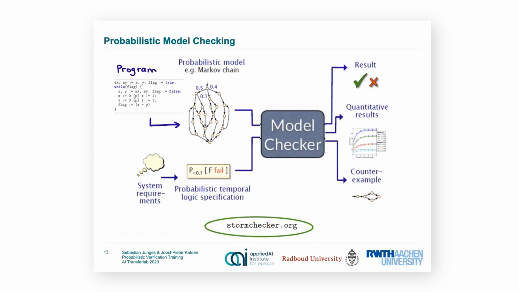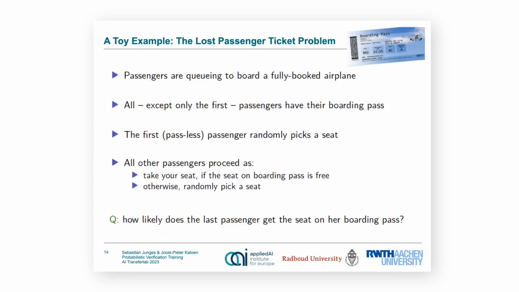Or if the property is violated, then in many cases it's also possible to find counterexamples, similar to what we have seen in the wolf, goat, cabbage example, but the counterexamples are more complicated. And the tool we're going to use, and we're going to illustrate and demonstrate later, is called Storm, and you find this at stormchecker.org.